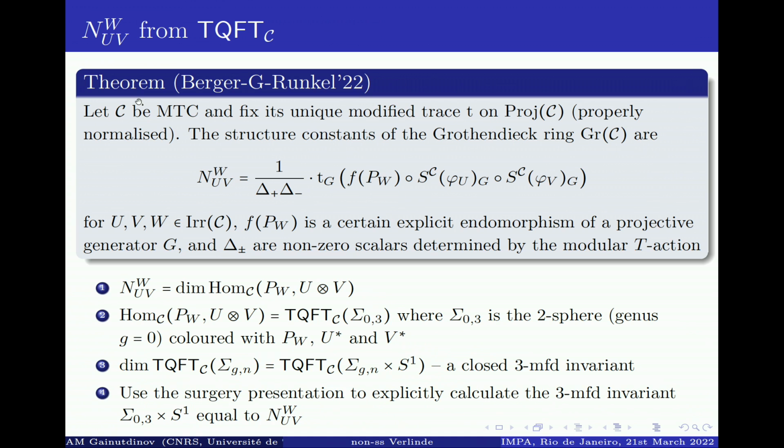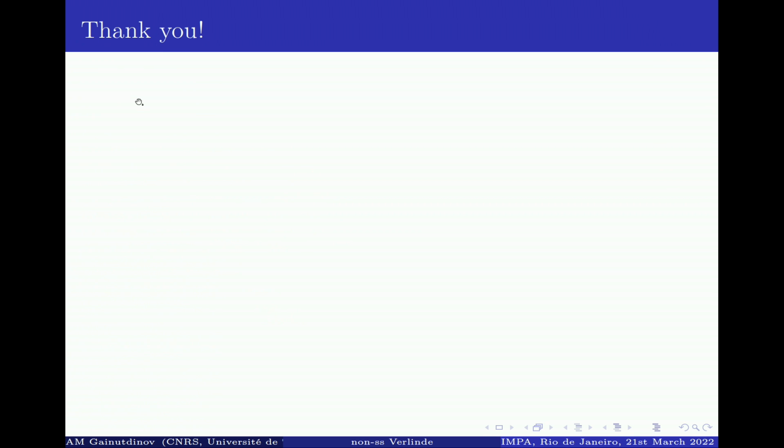And one can use topological methods, so-called surgery representation, to explicitly calculate the three-manifold invariant in the case of Sigma_{0,3} cross S1, which is equal to N_UVW. And this is what we did, and we get this expression for fusion rules. And I think I'll stop here. Thank you.